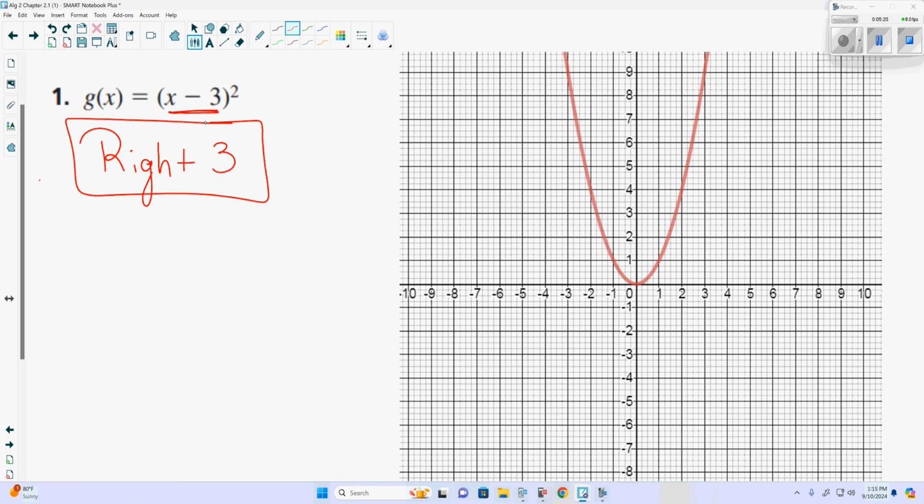Right 3, because x minus 3 inside the parentheses is the opposite of what we think. So our minus 3 is actually moving to the right 3, which means every point on this graph is going to move right 3. So our (0, 0) is now at (3, 0), our (1, 1) is now at (4, 1), and (-1, 1) is now at (2, 1). Then we get a graph that looks something like this. That gives us an idea of how the graph moves, how our solution should look.